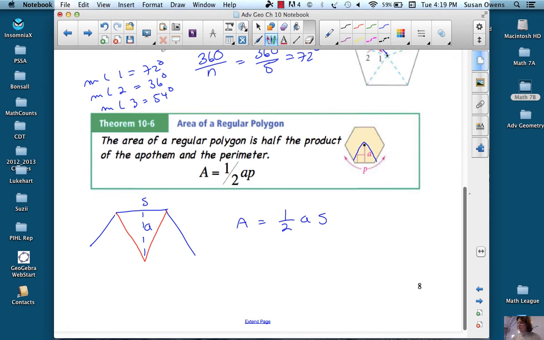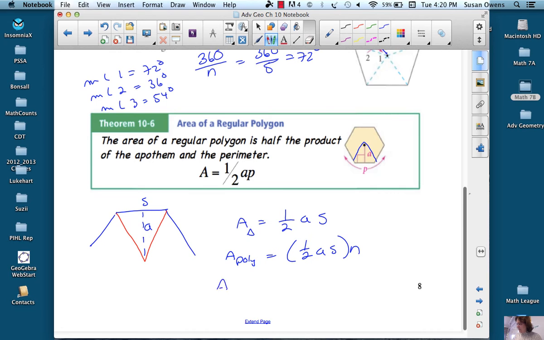Well, if we take a look at how many of these triangles we have, we're always going to have the number of sides. So if we multiply this times the number of sides, so I'm going to put area of one triangle, what we can get is the area of the whole polygon. So the area of the whole polygon is going to be each of these triangles times the number of sides, because we're always going to have the same number of those triangles as the number of sides.